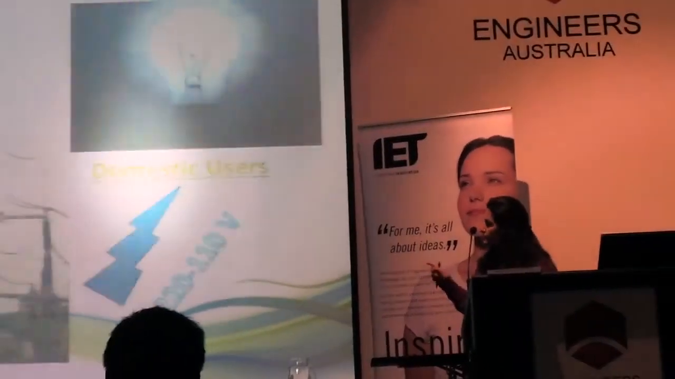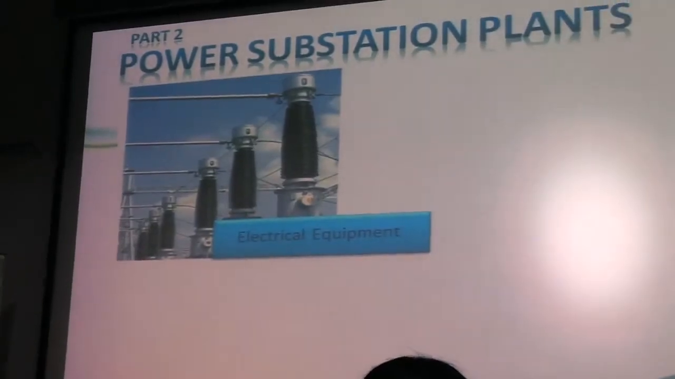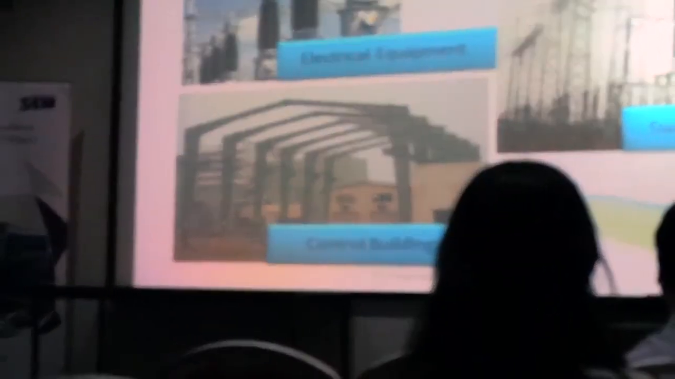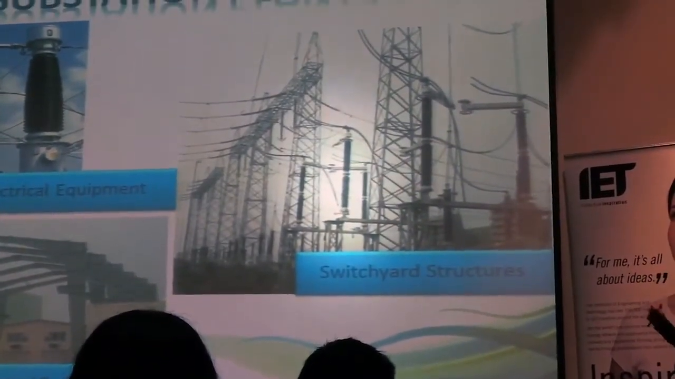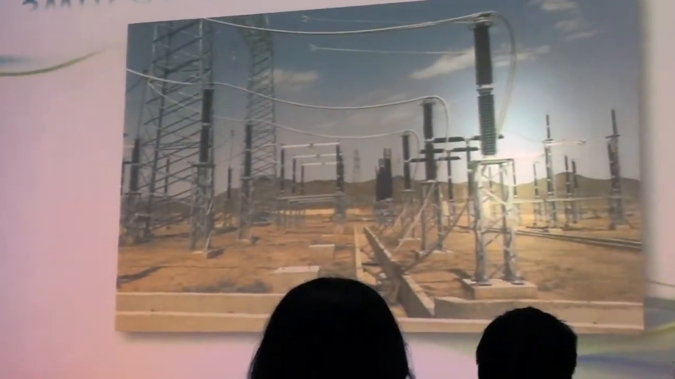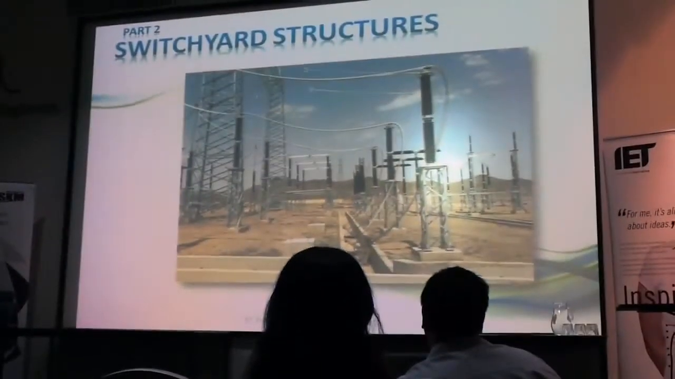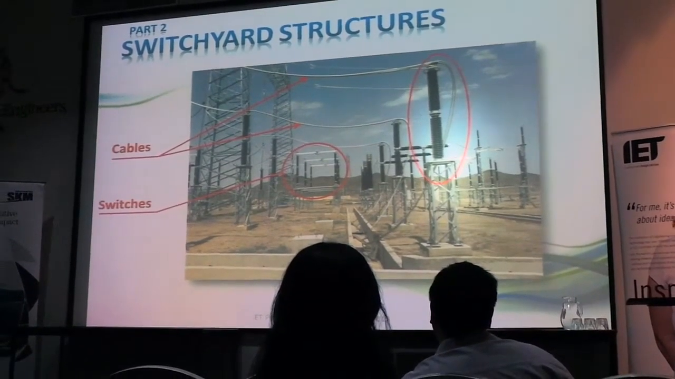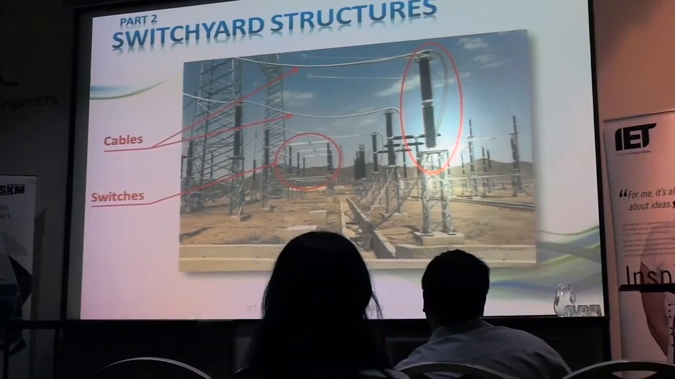Power substation plants consist of electrical equipment, control buildings, and switchyard support structures. Switchyard support structures, which I'm going to talk about, are used to support electrical equipment such as cables, switches, and other equipment like insulators.